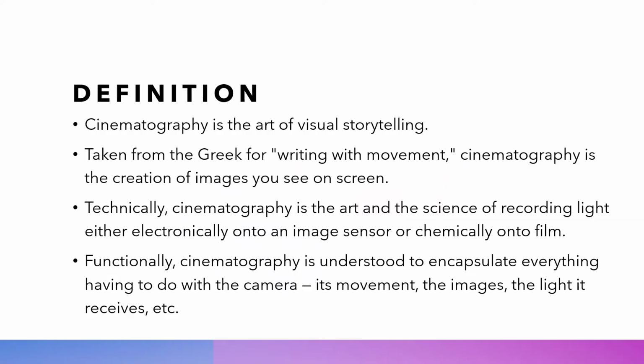What is cinematography? Cinematography is the art of visual storytelling. Taken from the Greek for writing with movement, cinematography is the creation of images you see on screen. Technically, cinematography is the art and the science of recording light either electronically onto an image sensor or chemically onto film. Functionally, cinematography is understood to encapsulate everything having to do with the camera, its movement, the images, the light it receives, and others.